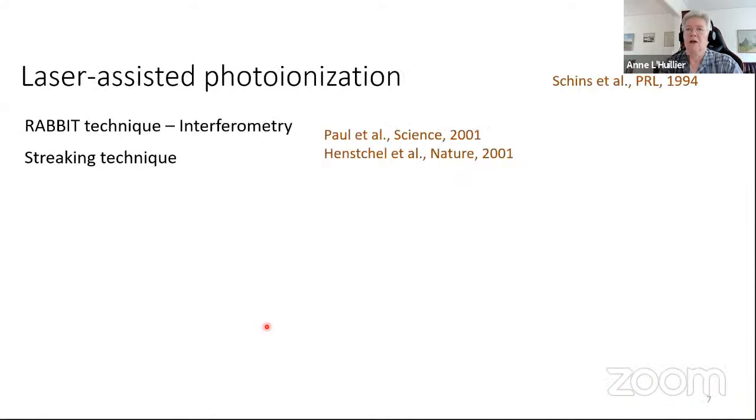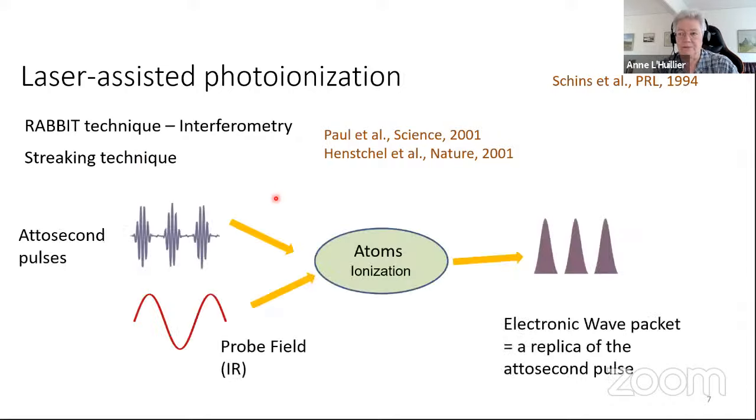The second part is laser-assisted photoionization, which is really a cornerstone of our research in attosecond science, which was pioneered a long time ago in the group of Pierre Agostini. Laser-assisted photoionization is at the basis of the two main techniques which are used to characterize attosecond pulses: the RABBIT technique to characterize attosecond pulses in a train, and the streaking technique to characterize single attosecond pulses.